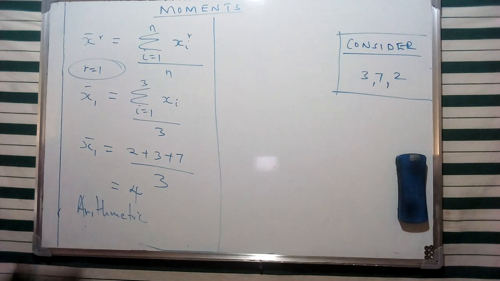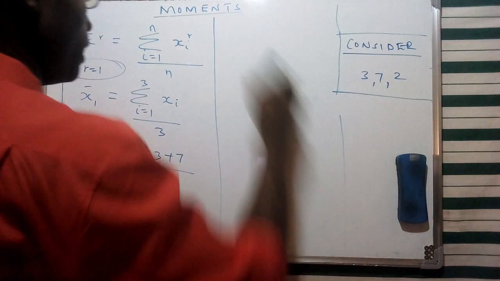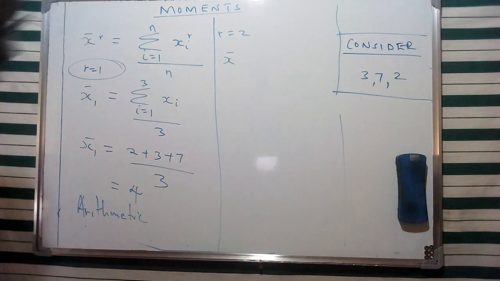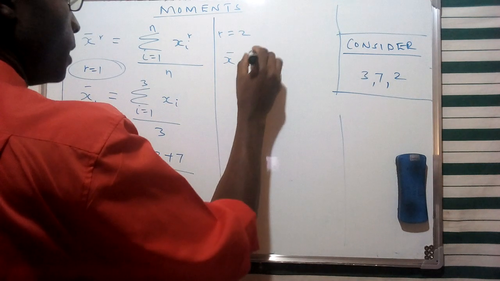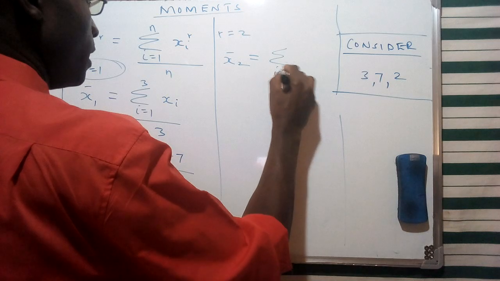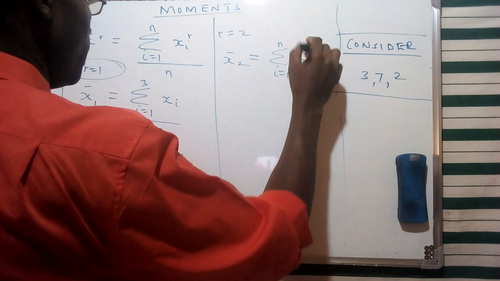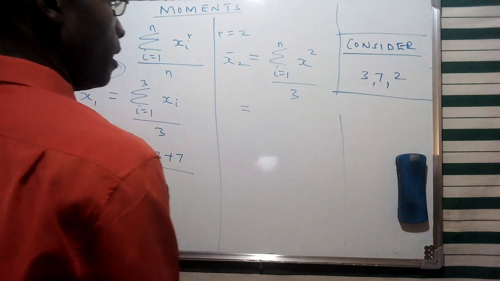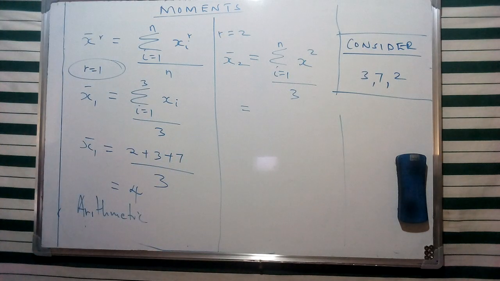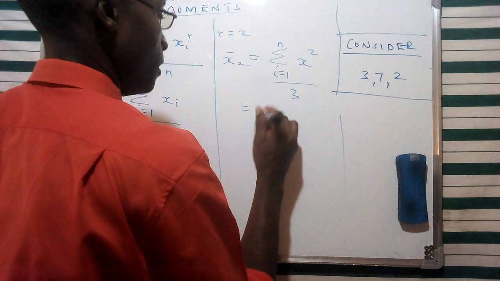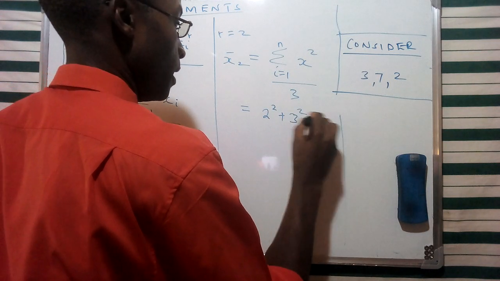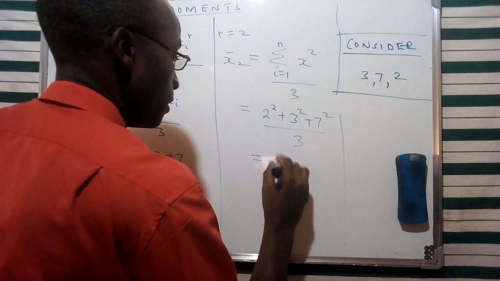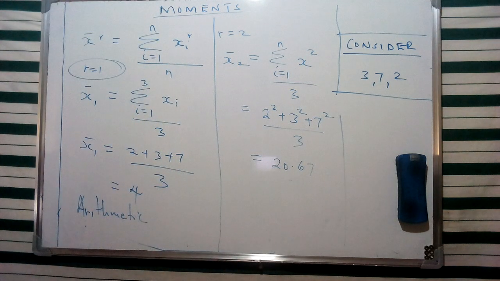In case we are requested to find the second moment, we are going to have r equivalent to 2, and therefore the formula is given as the second moment, which is equivalent to the summation from i equals 1 to n of x raised to power 2, all over 3. This has the implication of the summation of these specific values in terms of squares: 2 squared plus 3 squared plus 7 squared, all over 3, and that is going to give us the value, which is 20 point, perhaps, okay, you can confirm from that.